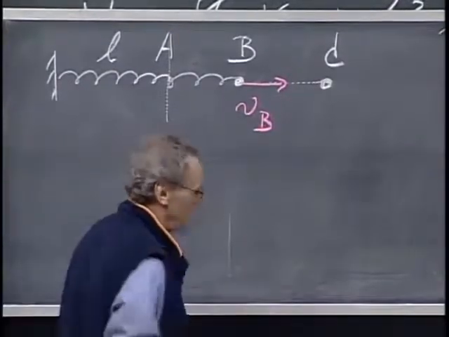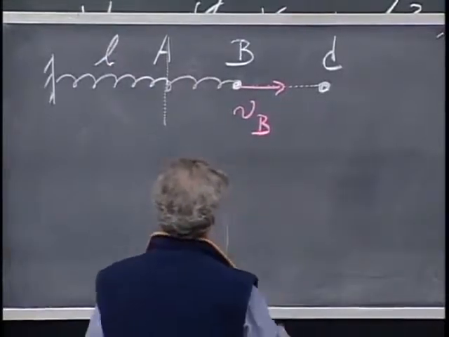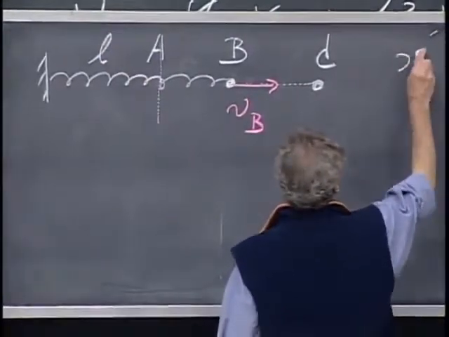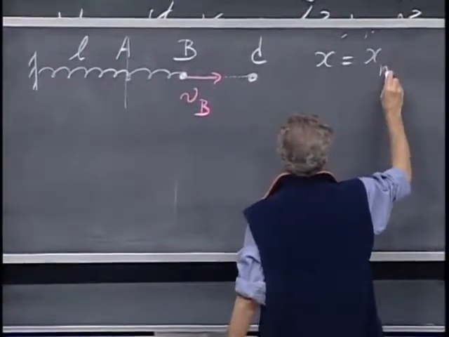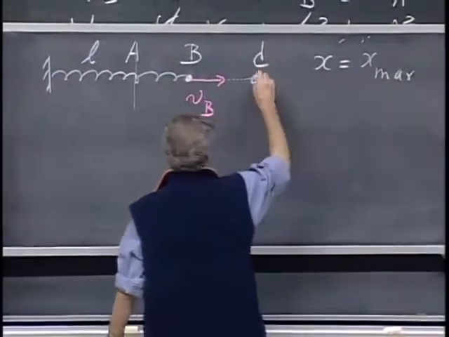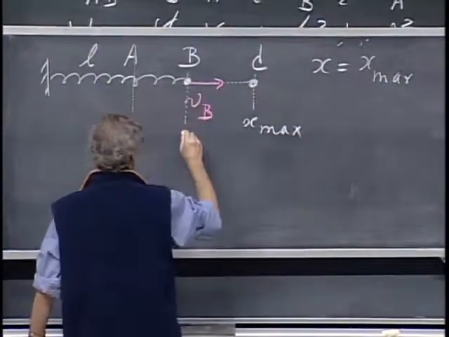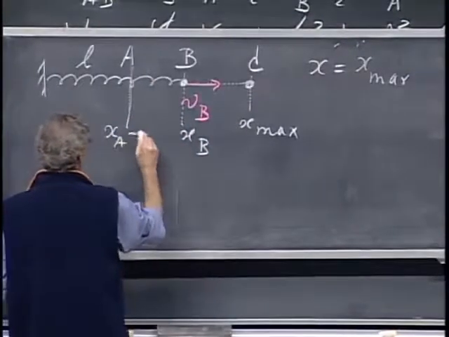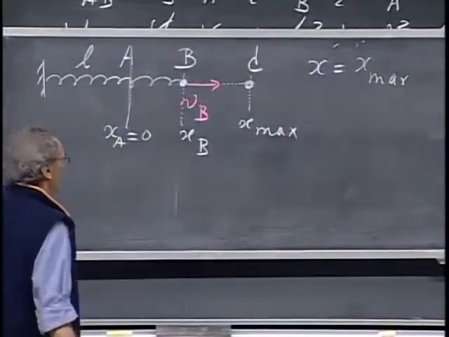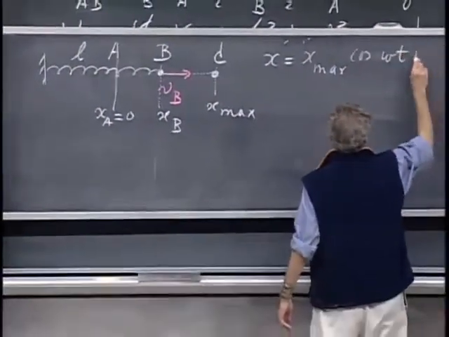Let the spring constant be K, and we know we're going to get, at t equals 0, a simple harmonic oscillation. This is going to be x max. This is going to be xb, and this is x of a, which is 0. So we're going to get x equals x max times the cosine of omega t plus phi.